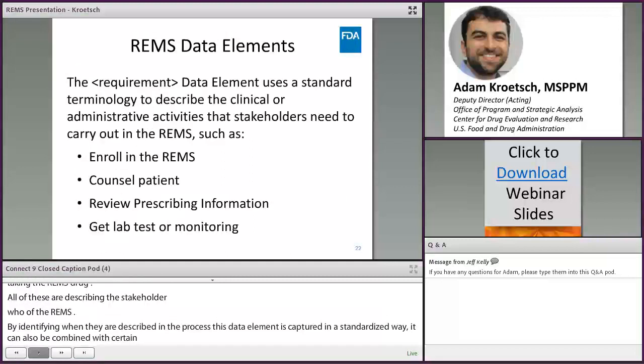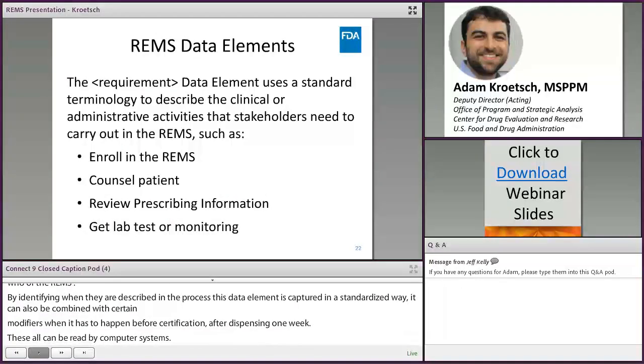And then finally, there's also the REMS requirement data element, and this uses a standard terminology to describe all the different kinds of clinical and administrative activities that stakeholders need to carry out, like enrolling in the REMS, counseling the patient, reviewing prescribing information, or getting lab tests or monitoring.